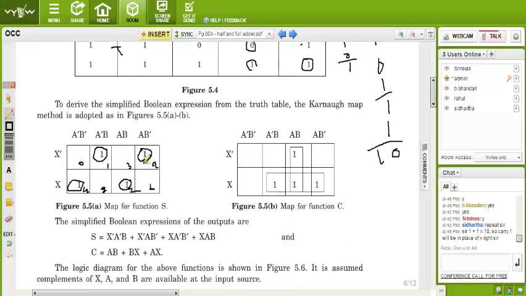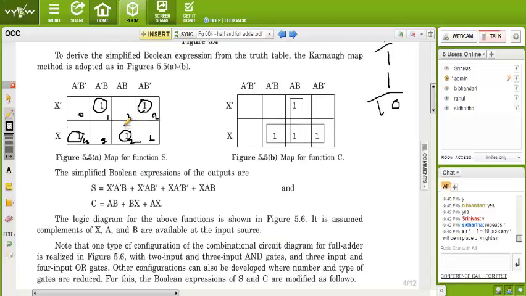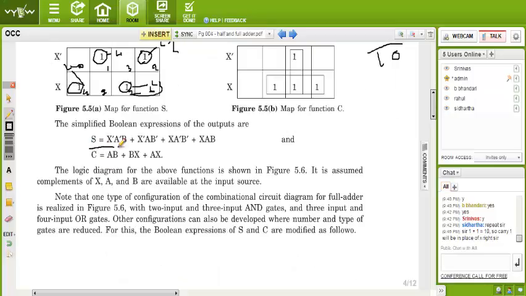Okay, now can we make any loop? No? We have to make single loops. So this is L1, suppose this is L2, this is L3, and this is L4. Okay, now see the Boolean expression from the Karnaugh map: S is equal to x bar a bar b, and so on. So this is the expression for sum.